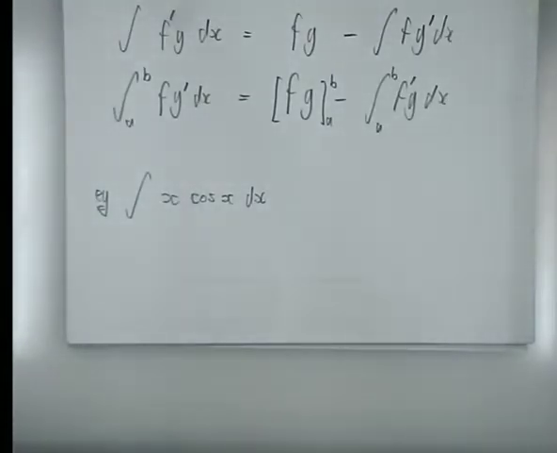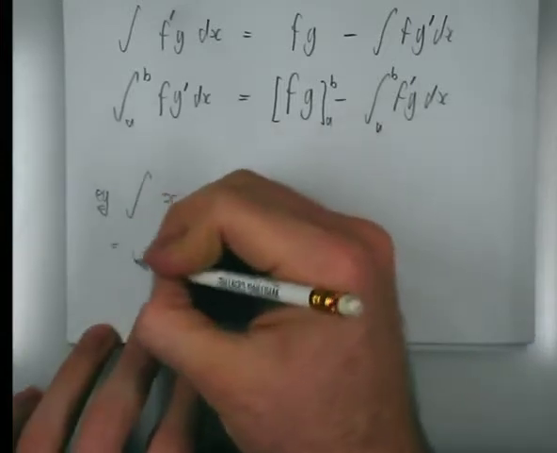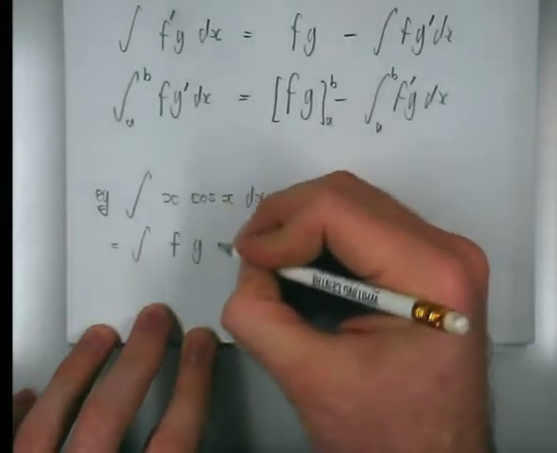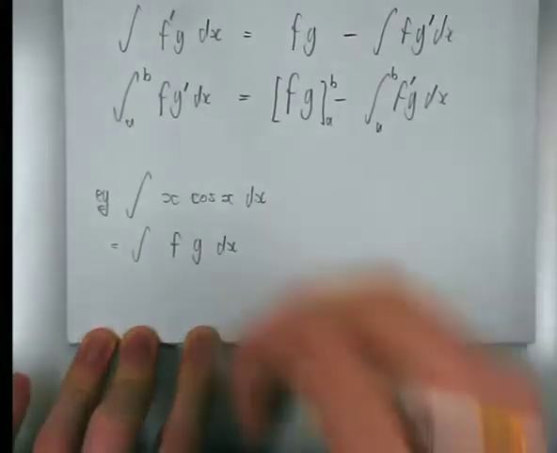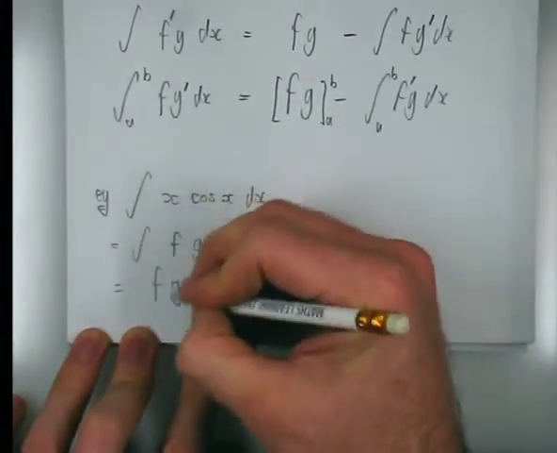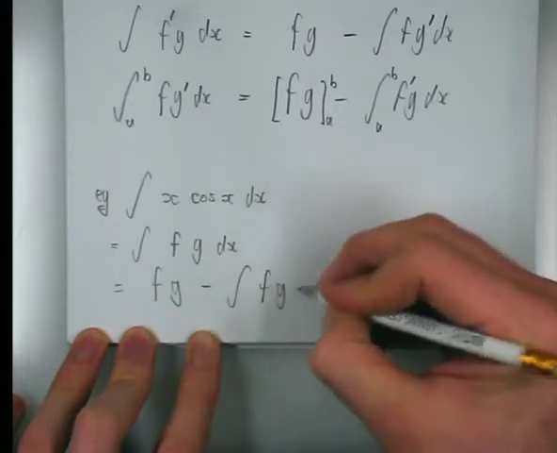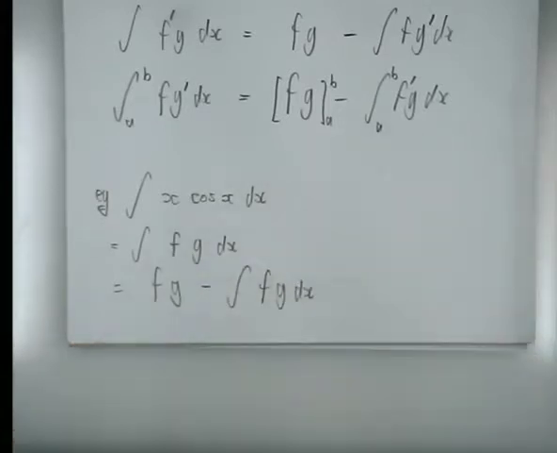This is a classic example, the integral of x cos x dx. Alright, so I know that this is going to be f and g for some f and g. And I know that when I integrate it, it's going to give me this. My question is, where am I going to put my dashes? So I think about it.